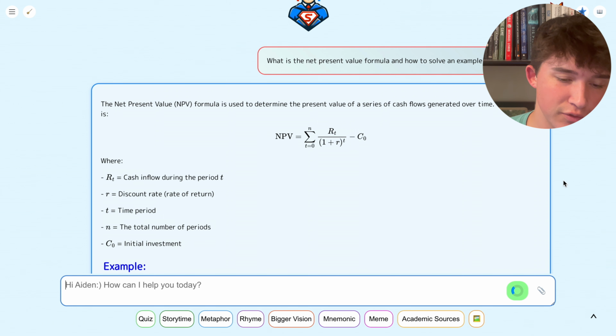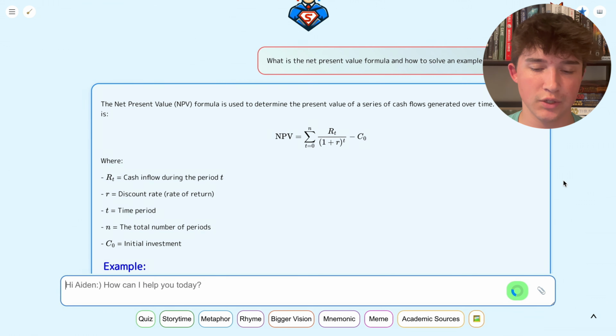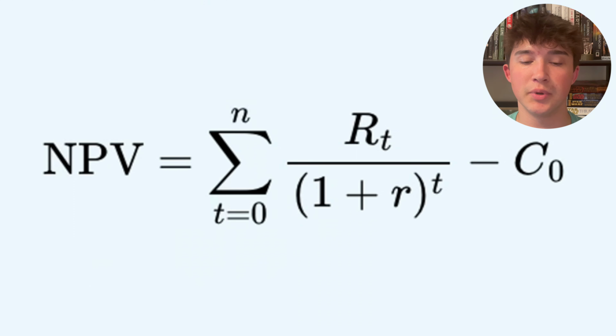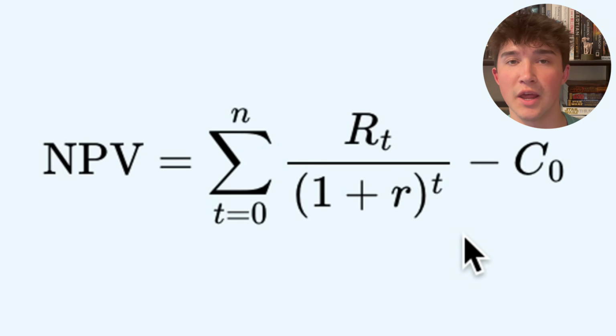The net present value formula is used to determine the present value of a series of cash flows generated over time. The formula is the sum of cash flows during the period T, which is represented by R sub T, divided by 1 plus R, which is the discount rate, the rate of return, to the power of T. And then when you sum all of those together, you subtract the initial investment to get the net present value.